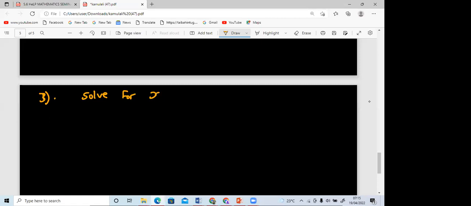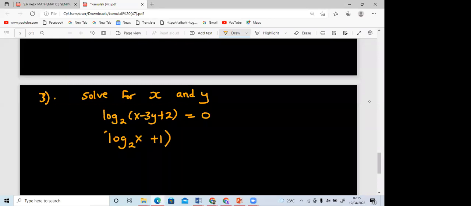So we are going to say, for x and y, we have log 2 of x minus 3y plus 2 equals 0. And then I have log 2 of x plus 1 minus 1 equaling 2 log 2 of y. Okay, let's first try that on our own. First try.